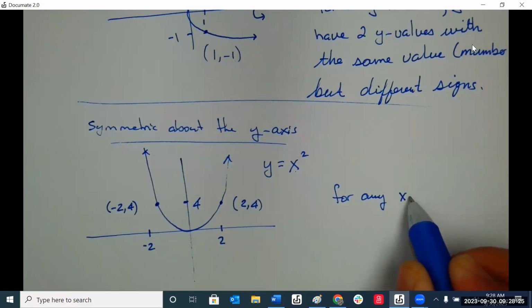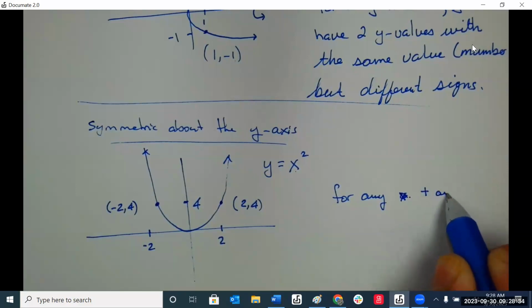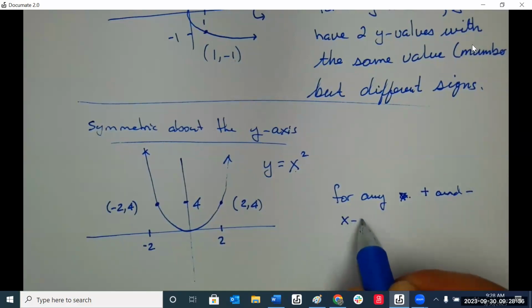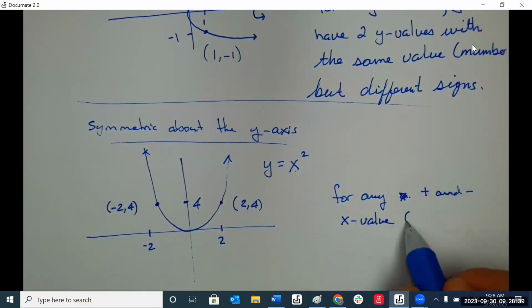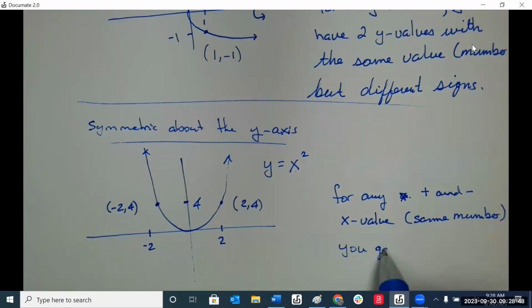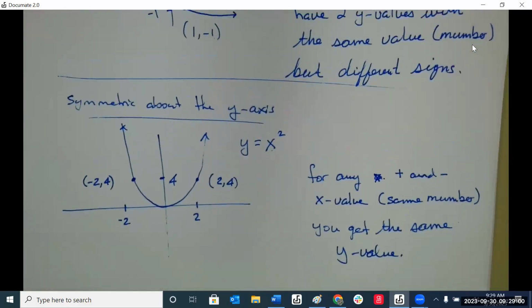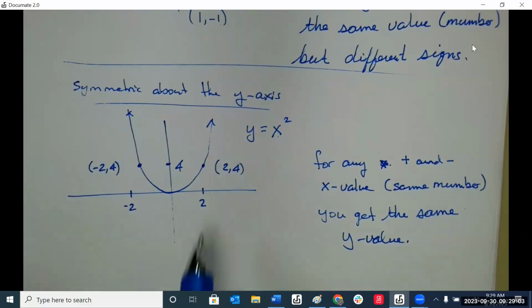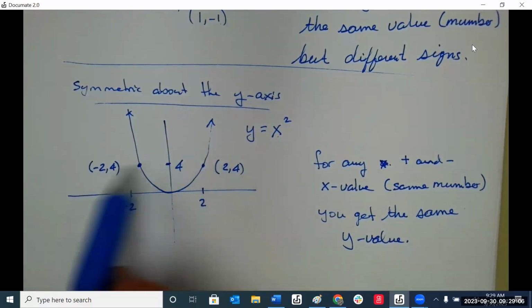For any positive and negative x value, same number, you get the same y value. So x is positive here, x is negative here, but the same number.